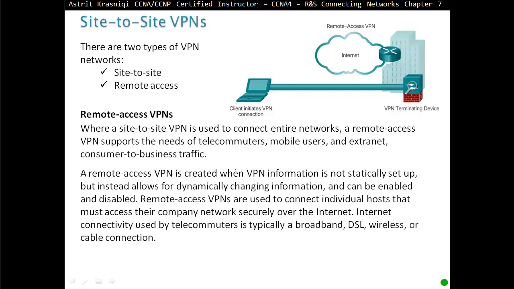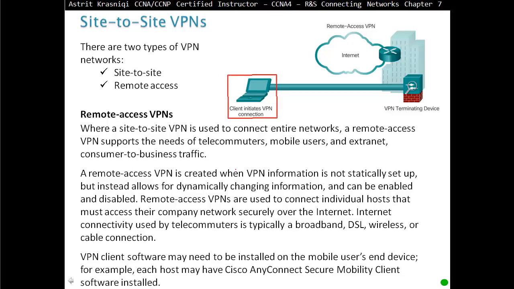A remote access VPN is created when VPN information is not statically set up, but instead allows for dynamic, changing information that can be enabled and disabled. Remote access VPNs are used to connect individual hosts that must access the company network securely over the internet. Internet connectivity used by telecommuters is typically a broadband, DSL, wireless, or cable connection. VPN client software may need to be installed on the mobile user's end device. For example, each host might have Cisco AnyConnect Secure Mobility Client software installed.